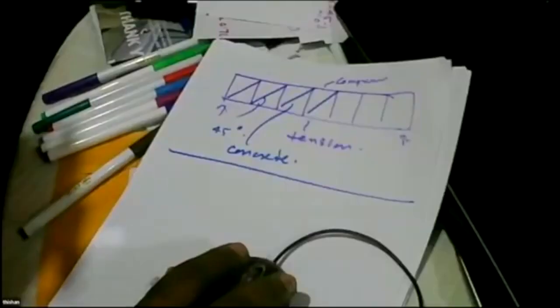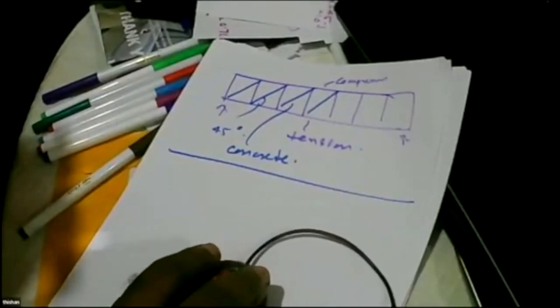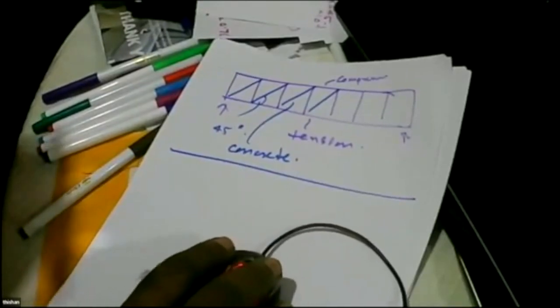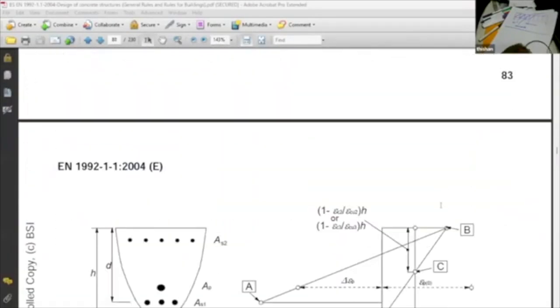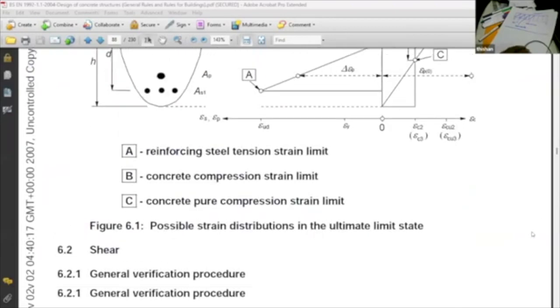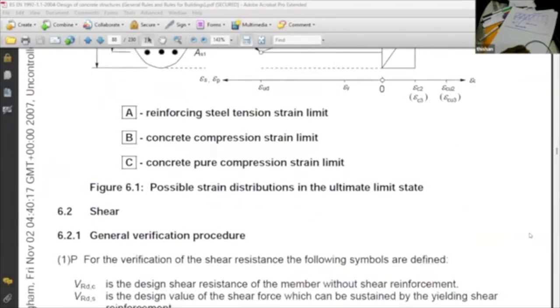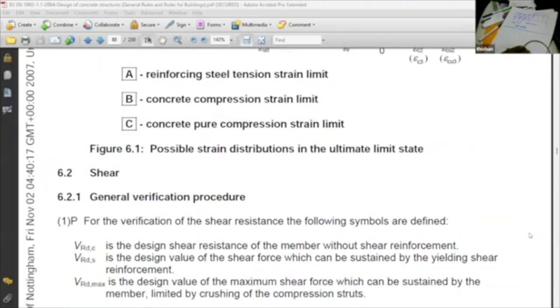That is clear. So we'll look at the code again. And then it says shear. Flexure is very simple, but it doesn't give equations. So for flexure, we have derived equations. That's what we did last time. When I said no need for equations, shortcut methods are also available.